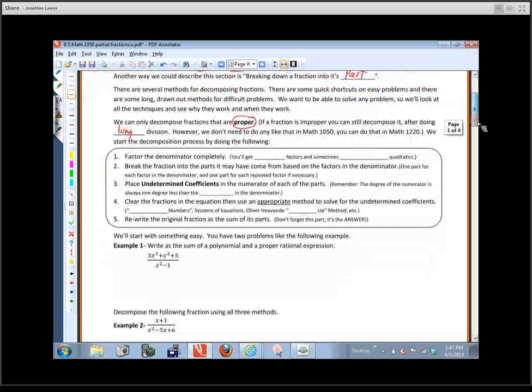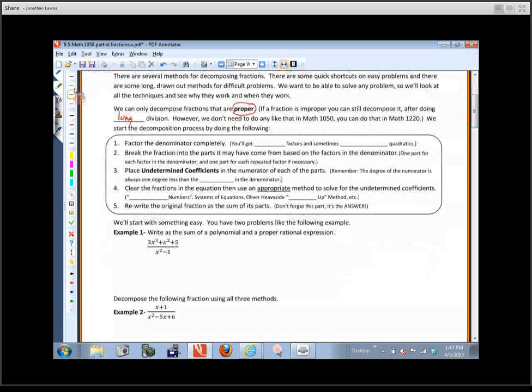So this looks like a very long list of things that we need to do to decompose these. But again, like most things, once you understand it, you kind of tick that list off automatically. It's not like you memorize all 5 of these steps. Here's the first step to partial fraction decomposition. We want to factor the denominator completely. Take whatever the denominator is and break it down as far as you can. You're going to get what we call linear factors, and those are really nice.